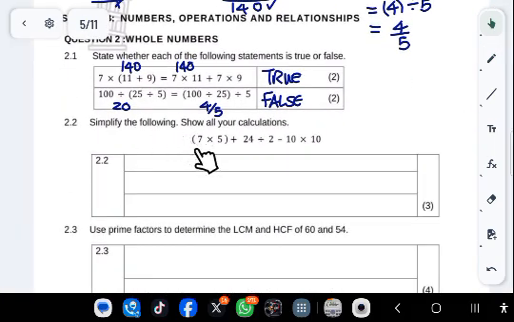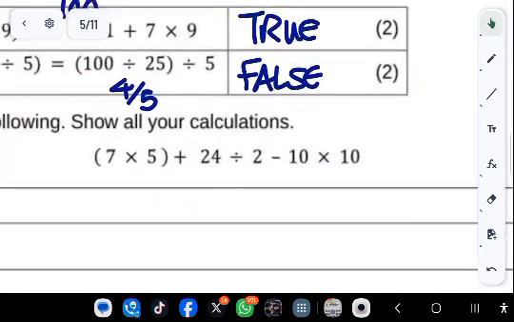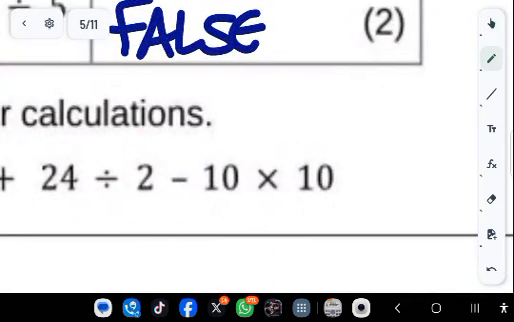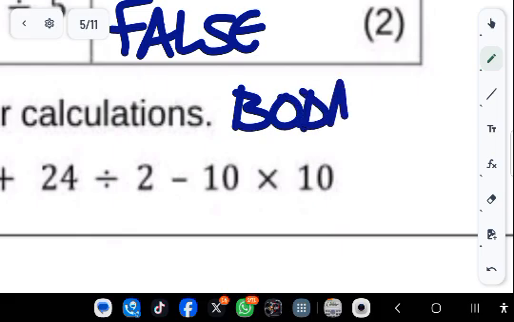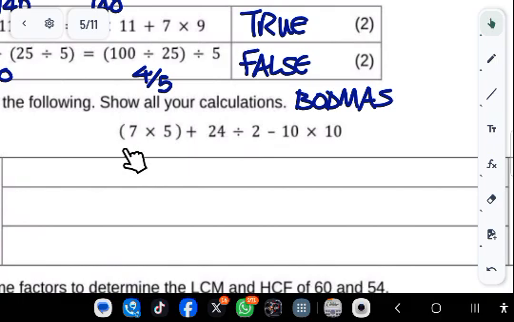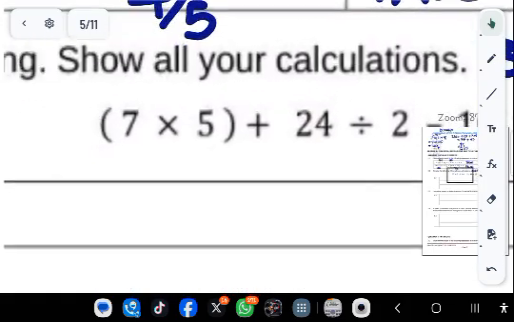Next question: simplify the following. Show all your calculations. Use the same rules of BODMAS, remember. Let me just have BODMAS here so that we can use this as a guide. So we start with whatever is in brackets, and then after that work out whatever is of, and then division, multiplication, addition, and subtraction. Now let's start with what's inside the bracket.